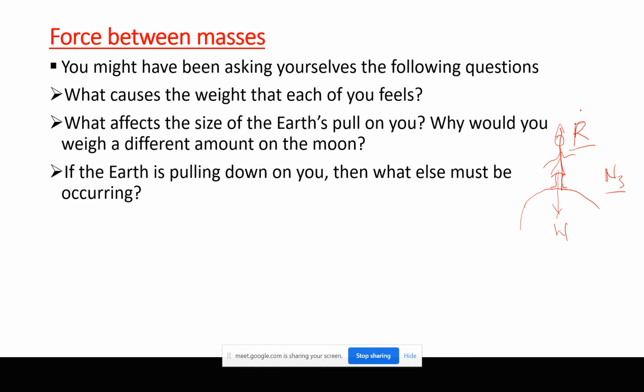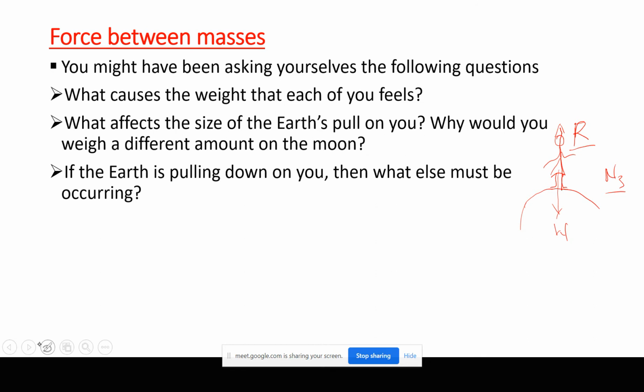So the earth is not just pulling you downwards and that is all. You are also pulling yourself away from the earth's surface, according to Newton's third law. You are pulling up on the earth with a force equal to your weight. So the resultant is 0.